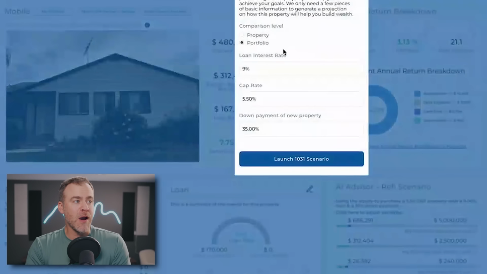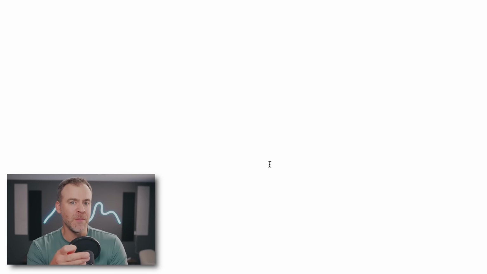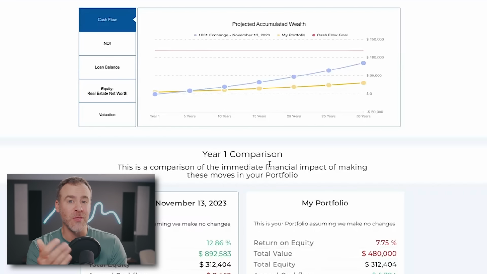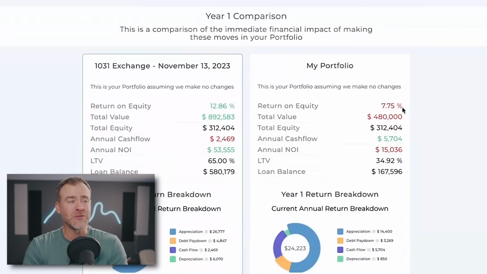So most people sell a property and utilize a 1031 exchange to minimize taxes. Now I'm putting in numbers that we're seeing in today's market at a 35% down payment. Comparing the numbers on here, return on equity is going up from a 7.75 to almost a 13%. So a decent jump there.